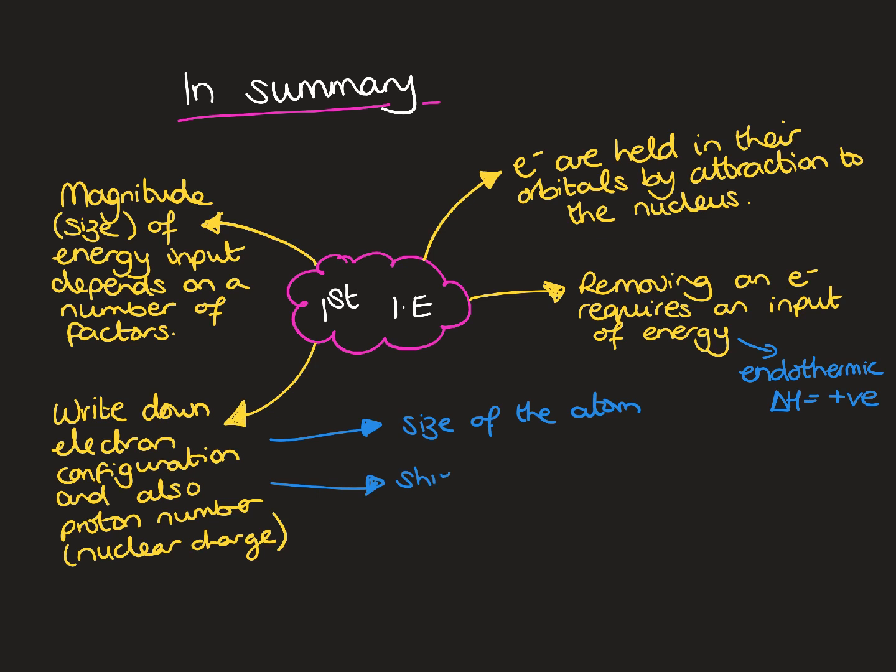Think about shielding. Full shells, to use a sloppy term, full shells of electrons stop the force of that nucleus being felt by the outer electrons. Think about the orbital that the electron's being removed from. So within the same energy level, it will be easier to remove from a P than it is from an S due to a little bit of additional size, a little bit of an additional distance from the nucleus.